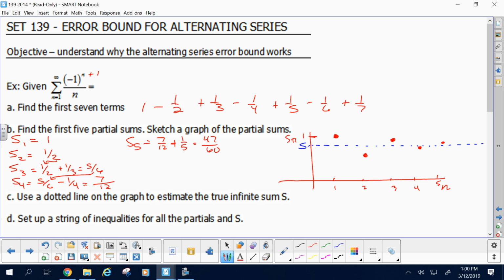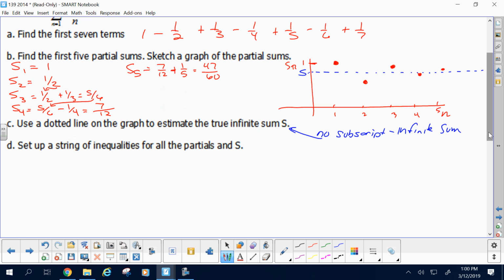Now, anytime you use S with no subscript, it implies the infinite sum. So when I say what's S, you're saying what's the true value if I added forever until I died and then kept going. Okay? Now, this part really confounded the other students, but again, it's 5th period, so what are you going to do? This is S1, this is S2, this is S3, this is S4, this is S5, and that's true S.